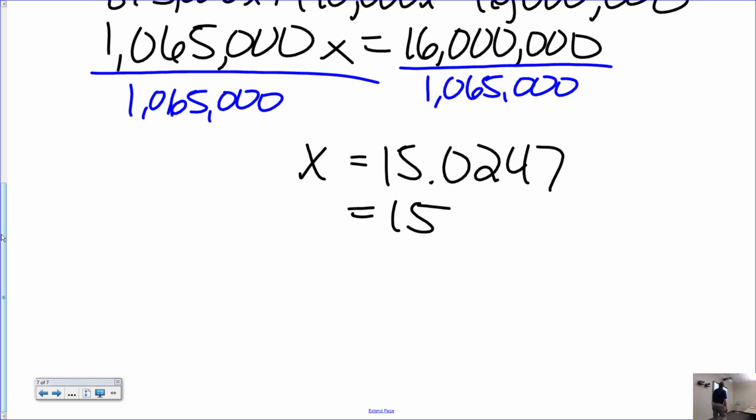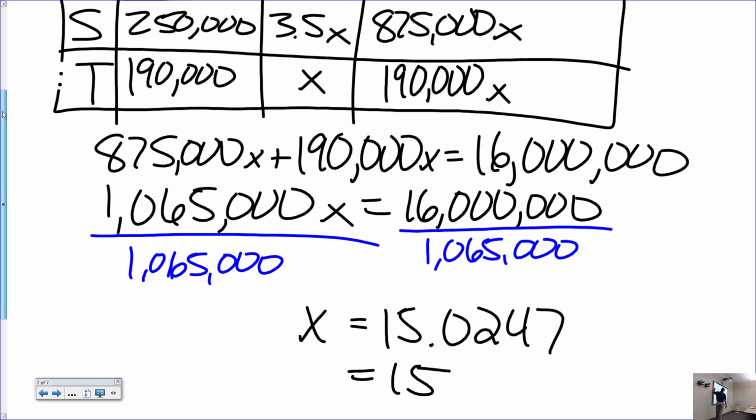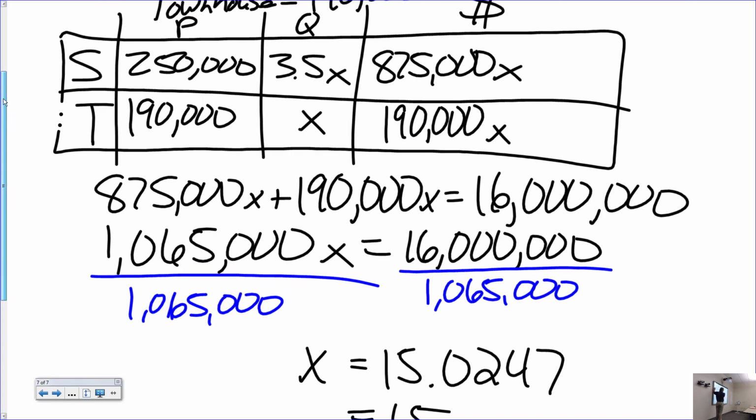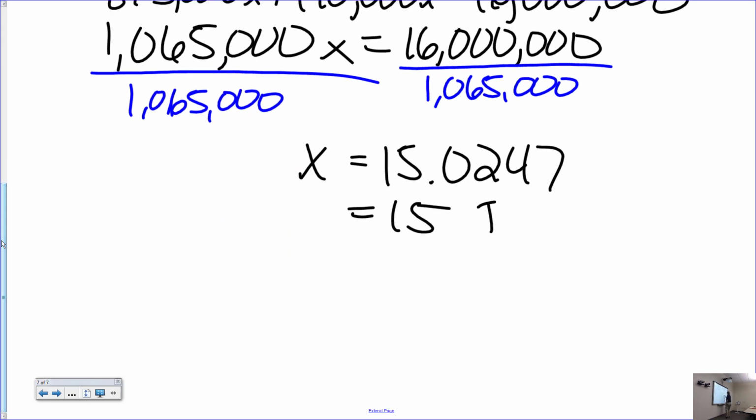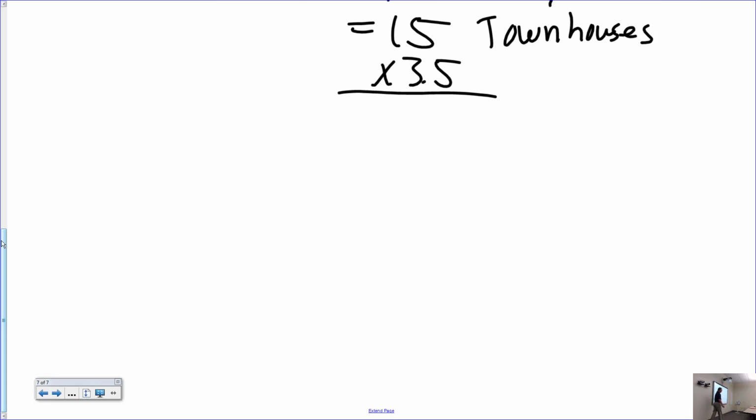All right, so note, what does X represent? Townhouses. So it's 15 townhouses. Now, how many single-family houses did we sell? Multiply by 3.5. What's 15 times 3.5? 52.5. What did it tell you to do about the decimals? 53.